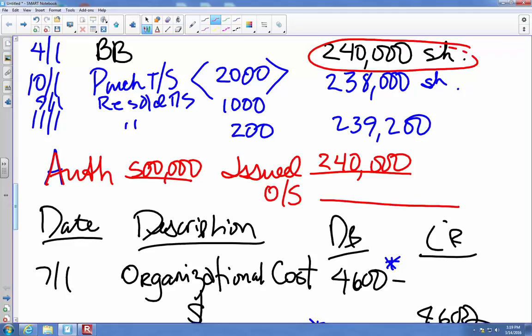Outstanding, that's this number, isn't it? So authorized 500, issued 240, outstanding 239.2. If I declared dividends today, which of those numbers would I pay the dividends on? The outstanding.